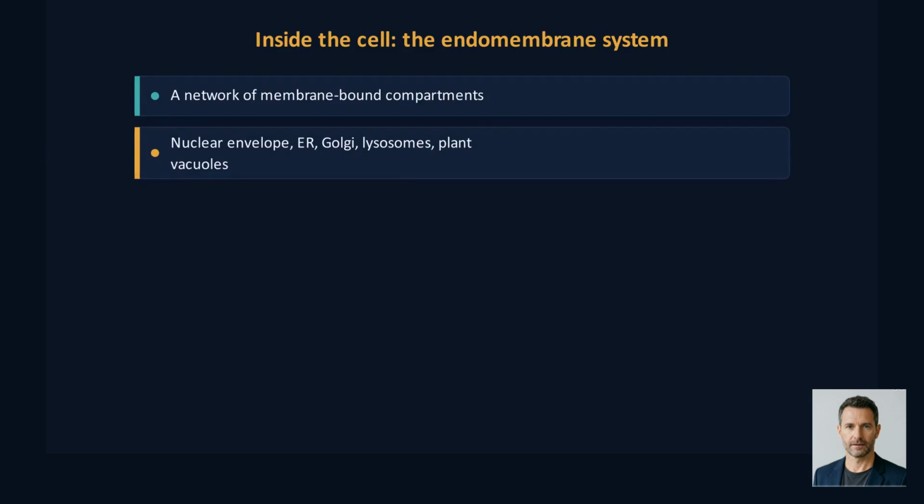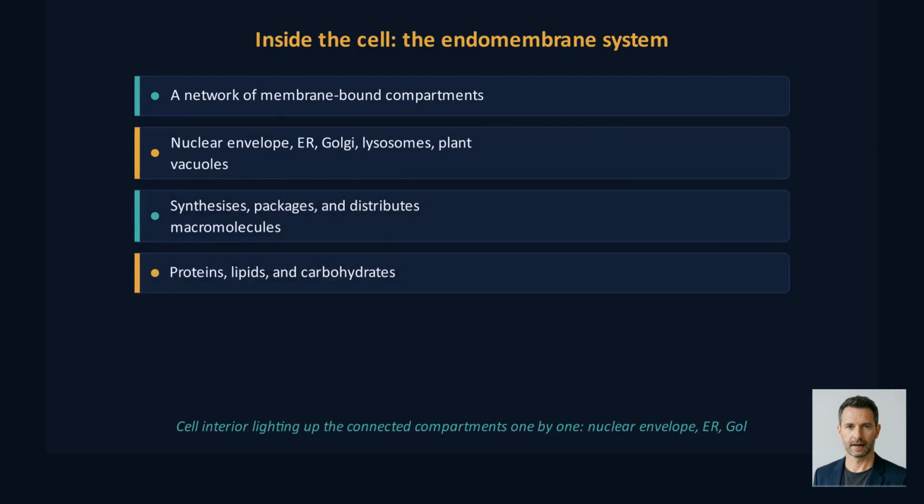We have built the wall and opened its gates. Now let us step inside, into the cell's internal network of membranes, the endomembrane system. This is a connected set of membrane-bound compartments, and it has a clear membership. It includes the nuclear envelope, the endoplasmic reticulum, the Golgi apparatus, the lysosomes, and, in plants, the plant vacuoles.